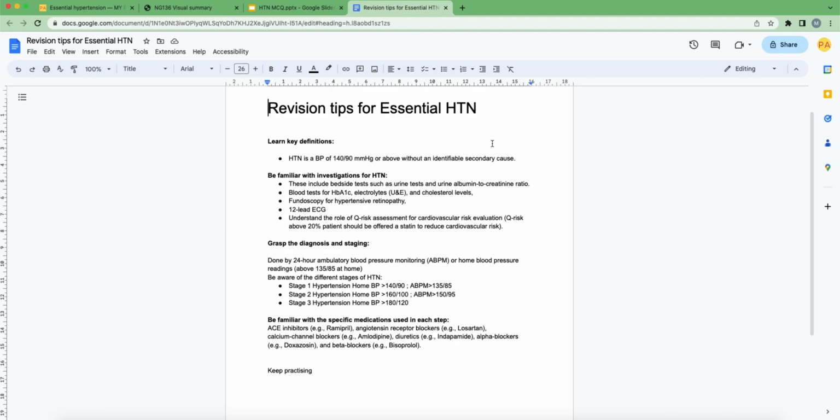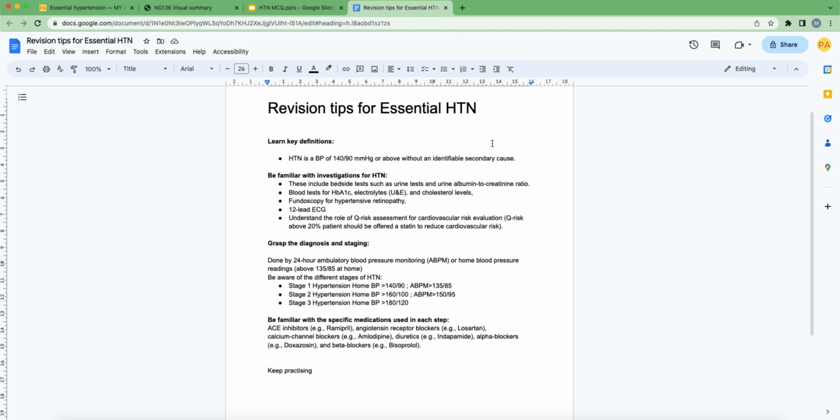So have a grasp of the diagnosis and staging. Like I said, stage 1 is a blood pressure above 140 over 90. Stage 2, 160 over 100. Stage 3, 180 over 120. Because at the national, they may catch you off guard with these questions and just say which one is stage 1, and they give you 180, and you know stage 1 is 140 over 90. Just try to keep that in mind.